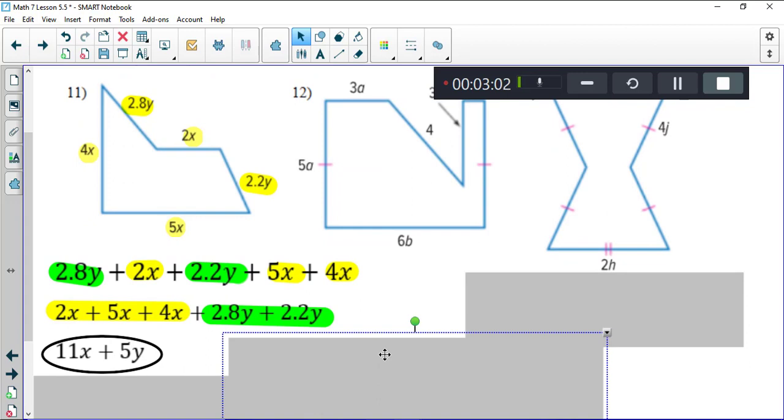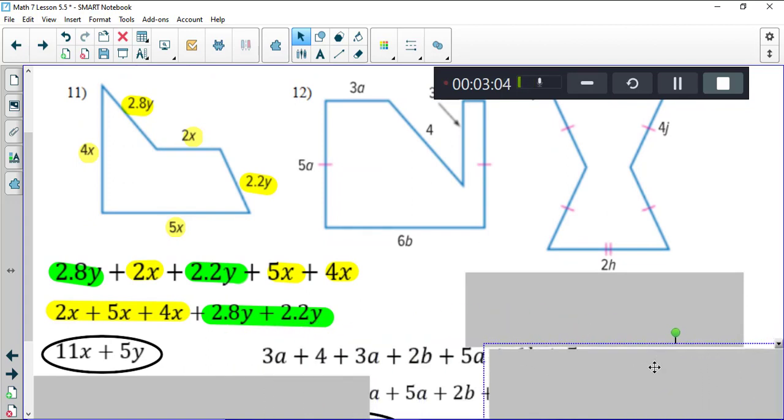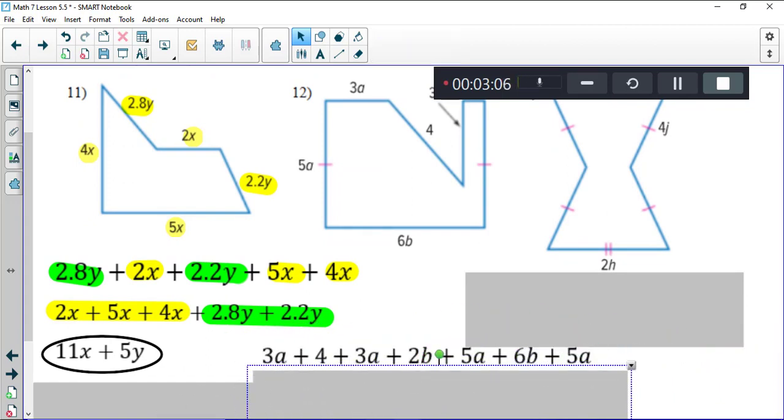So let's see if I can delete this. Maybe it won't let me delete that box. Okay. Move these out of the way a little bit better. Sorry about that, guys. Just want to make sure this is out of our way.